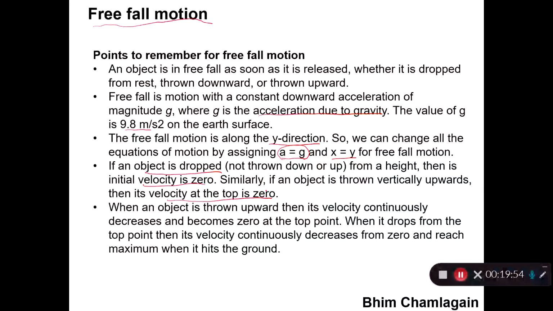Another thing is, if an object is thrown vertically upward, then gravity is always acting towards the earth, so its velocity continuously decreases and becomes zero at the top point. And similarly, when it drops from a height, its initial velocity is zero and it continuously increases from zero and reaches a maximum value when it hits the ground.